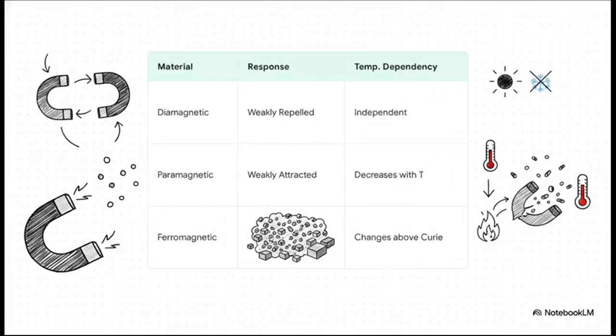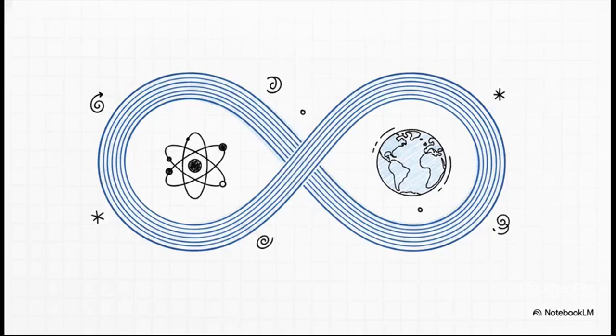To lock all this in for your exam prep, or honestly just for great cognitive retention, here is a concise summary of the 3 M's of magnetism. Diamagnetic materials are weakly repelled, and they are totally independent of temperature. Paramagnetic materials are weakly attracted, but remember that attraction decreases as temperature goes up. And ferromagnetic materials are strongly, massively attracted, forming those permanent domains, right up until they are heated above their specific Curie temperature.